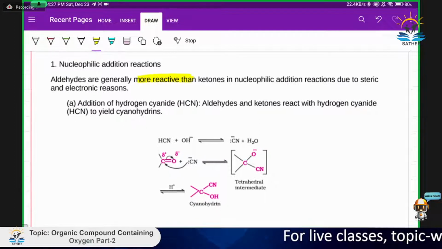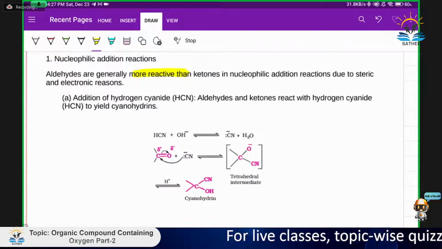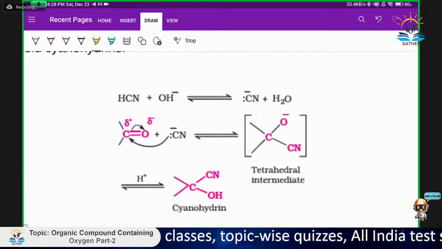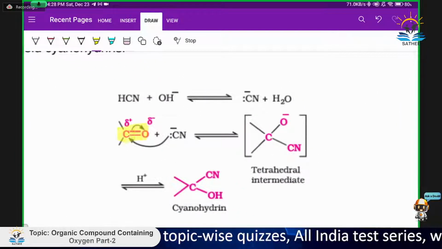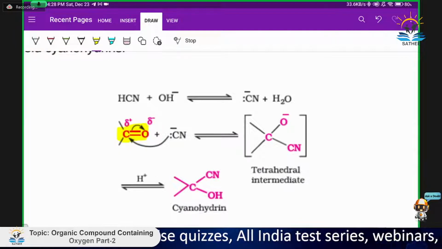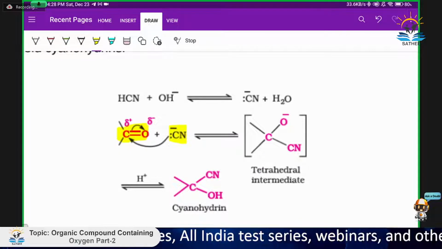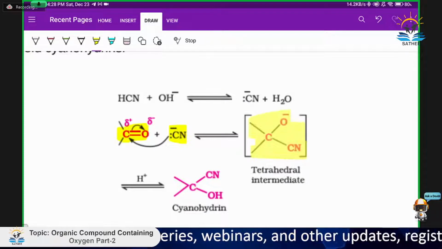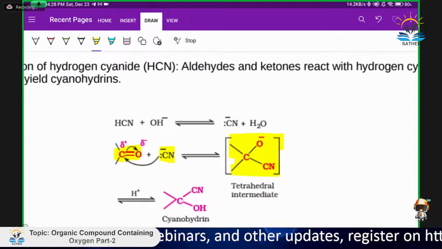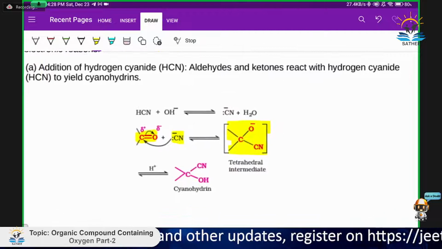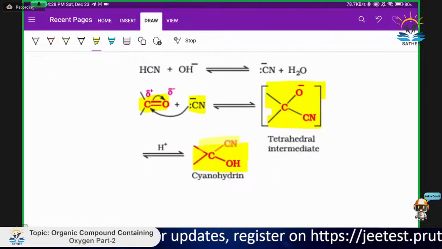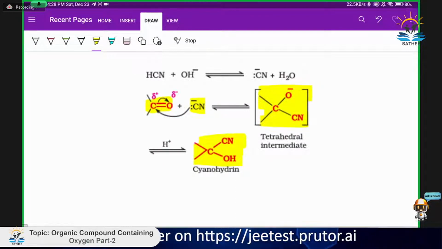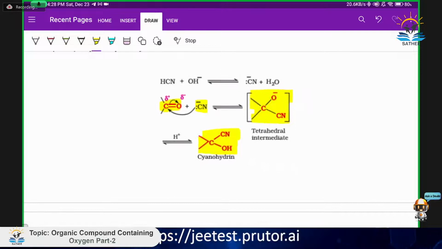Addition of HCN, or hydrogen cyanide. Aldehydes and ketones react with hydrogen cyanide to yield cyanohydrins. So we know the carbonyl group is polarized. Oxygen will have a slight negative charge, carbon will have a positive charge. So the CN group will attack the carbon, and we will get a tetrahedral intermediate here. And the final product will be cyanohydrin. A CN group and an OH group are attached to the carbon here. So the product is called cyanohydrin.